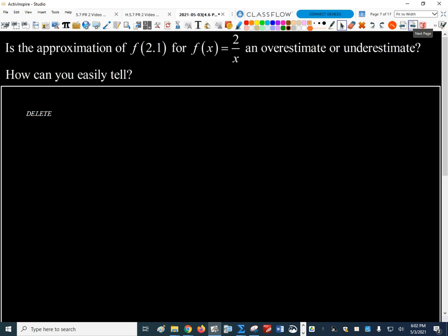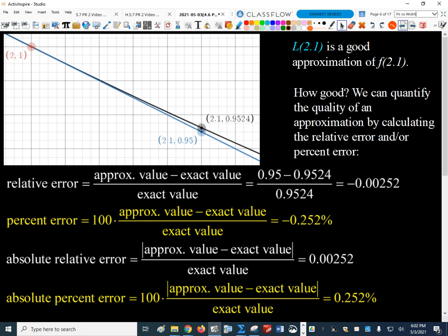All right, so one other question. We didn't talk about this last time, but I thought this might be a good thing to throw in there. So we made this approximation of f of 2.1 using our linearization. So how could we tell without having to calculate this somewhat hokey error calculation? And the fact that it was negative told us that it was an underestimate.